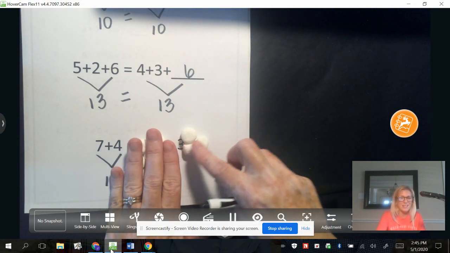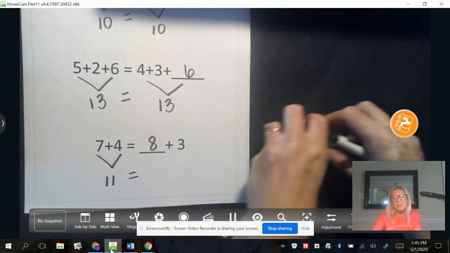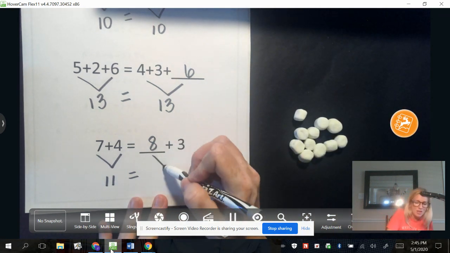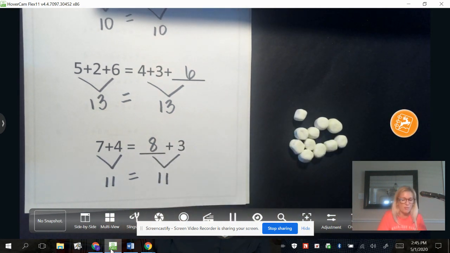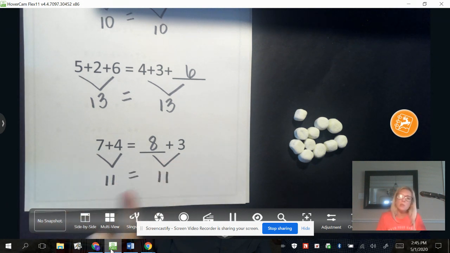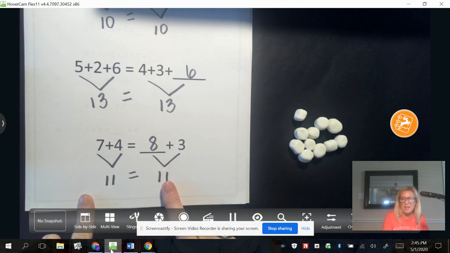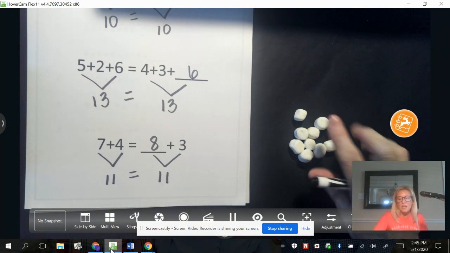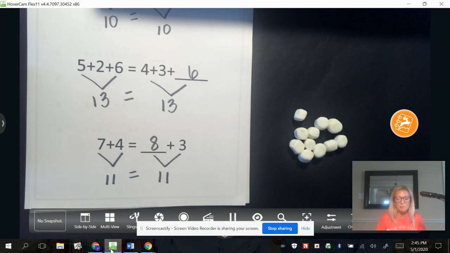8, 9, 10, 11. Perfect job. Do you see how easy that is, boys and girls? All right, so what this shows us is 7 plus 4 equals 8 plus 3 because 11 is the same as 11.